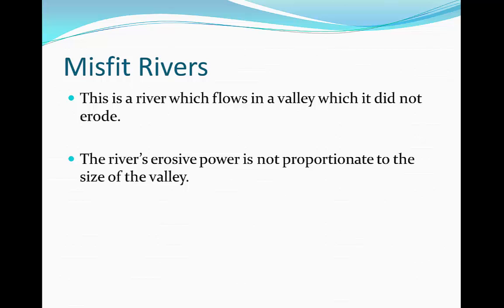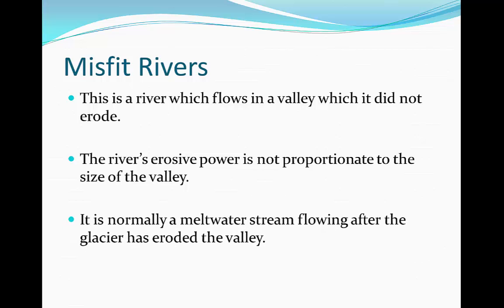The river's erosive power is not proportionate to the size of the valley. So this is normally what happens when meltwater from a glacier flows through the valley, and if the river doesn't look nearly big enough to fit the whole valley, it's called a misfit river, because that wasn't the river which eroded it. It's just another river which flows through it later on.